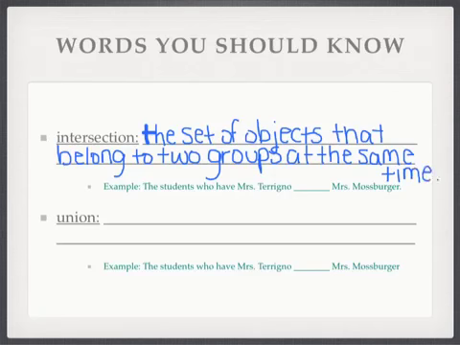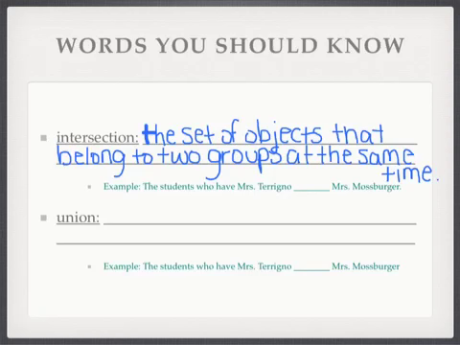Okay. So again, the intersection is the set of objects that belong to two groups at the same time. So for example, the intersection of my class and Mrs. Mossberger's class would be anybody who is in both classes. Anybody who has me and Mrs. Mossberger as a teacher. If I were throwing a party for the intersection of Mrs. Torigno's classes and Mrs. Mossberger's classes, who here would get to go?